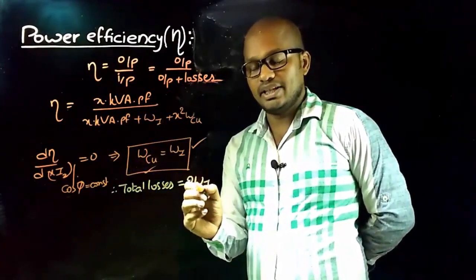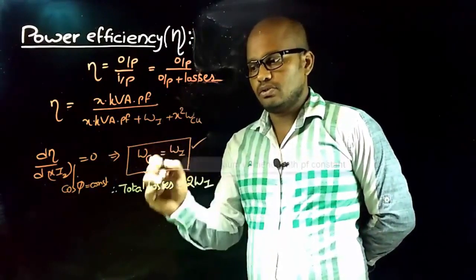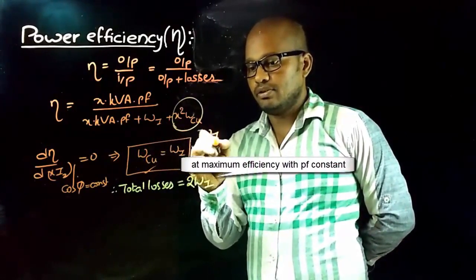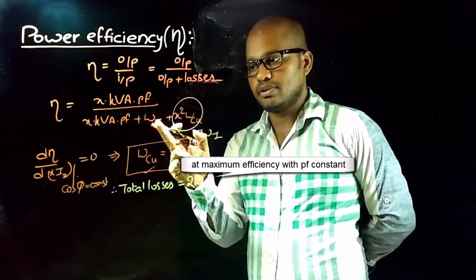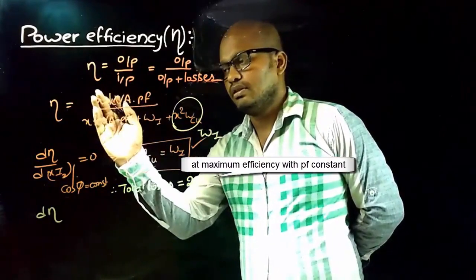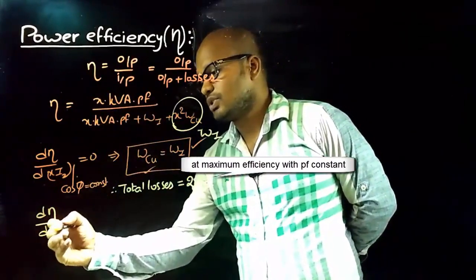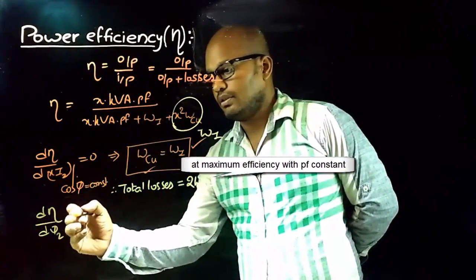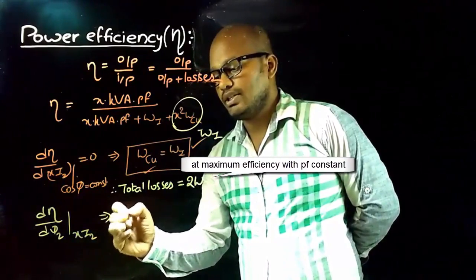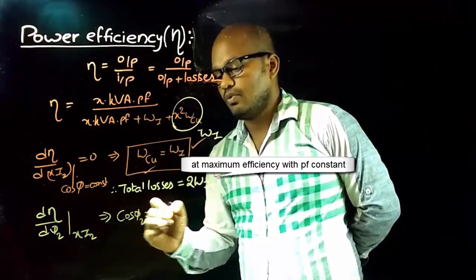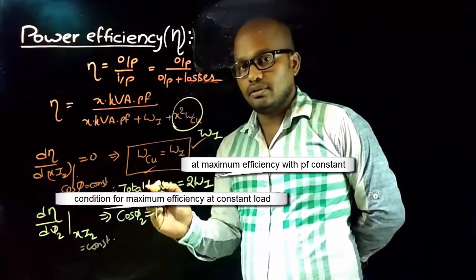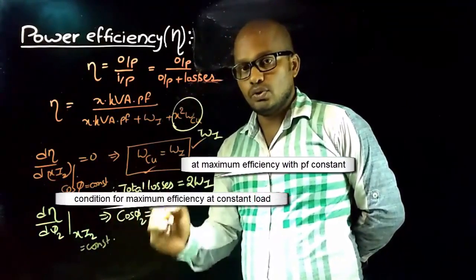Therefore, total losses can be taken as equal to 2 into iron losses, because copper losses is equated to iron losses, means in place of this you must keep Wi. So total losses will be Wi plus Wi, means 2 Wi. And now if you differentiate the efficiency equation with respect to power factor at constant load current, the condition which we get is cos phi 2 is equal to 1. Means if you maintain the load current constant, then max efficiency will occur at unity power factor.